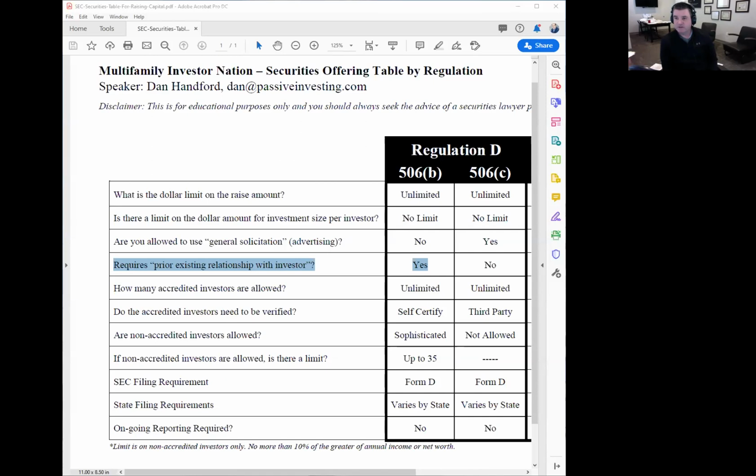So if you met somebody today and you had an offering today, that would not be a suitable investor for a 506B opportunity. For one, you don't have enough information. You don't have a pre-existing relationship, meaning pre-existing. If your offering is already live, you don't have a pre-existing relationship because you just met the person.